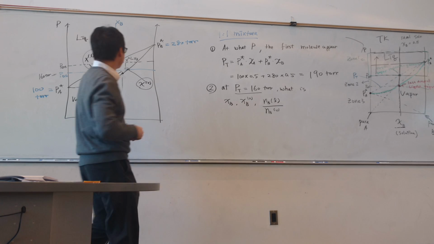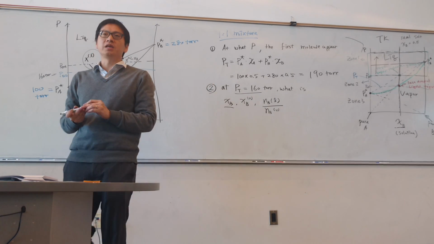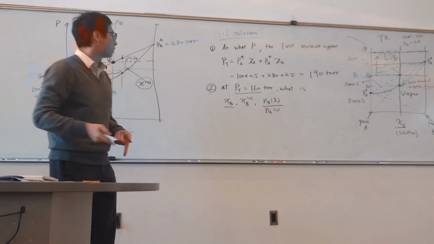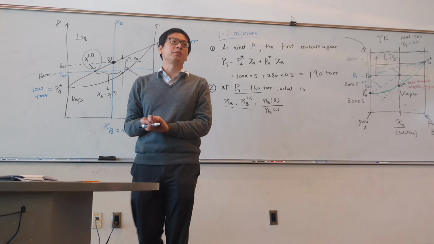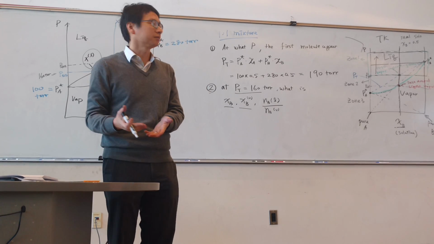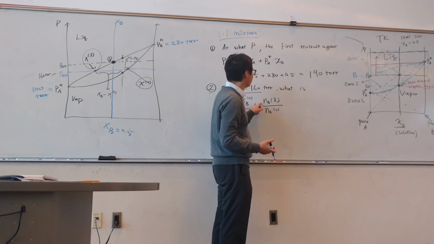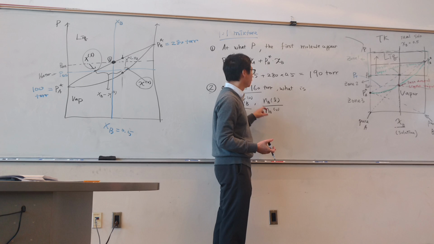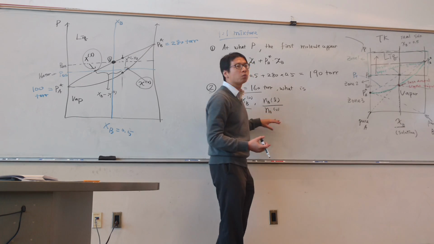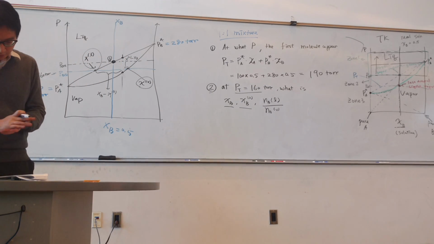So can you calculate the XB? XB is the mole fraction of B in the solution. XBV is the mole fraction of B in the vapor phase. And if you look at the B, how many B's exist in the liquid form? How many exist in the vapor form? I want to know the ratio between these two. So this is what this question is asking for. Alright, so how do you handle this?